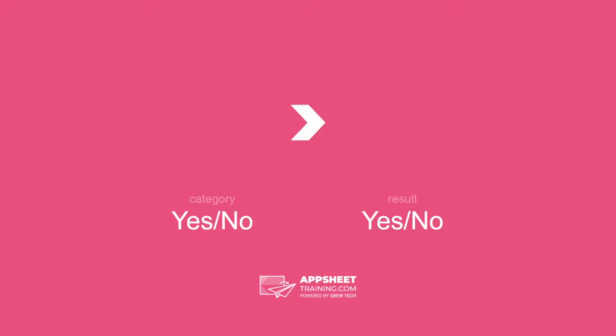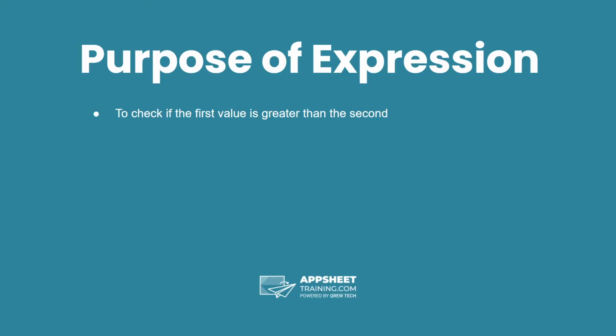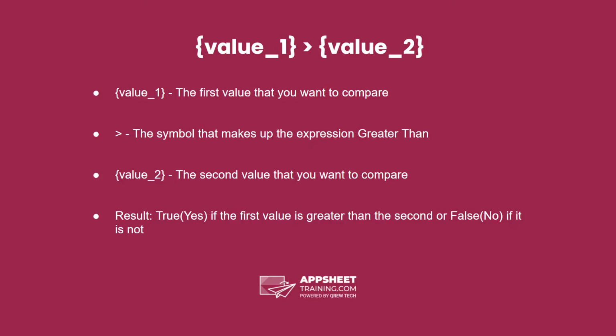The greater than expression is in the category yes, no, and has a result of yes or no. The purpose of this expression is to check if the first value is greater than the second. The syntax is the first value, the greater than symbol, and the second value, which you're comparing to the first. The result is true if the first value is greater than the second, or false if it is not.